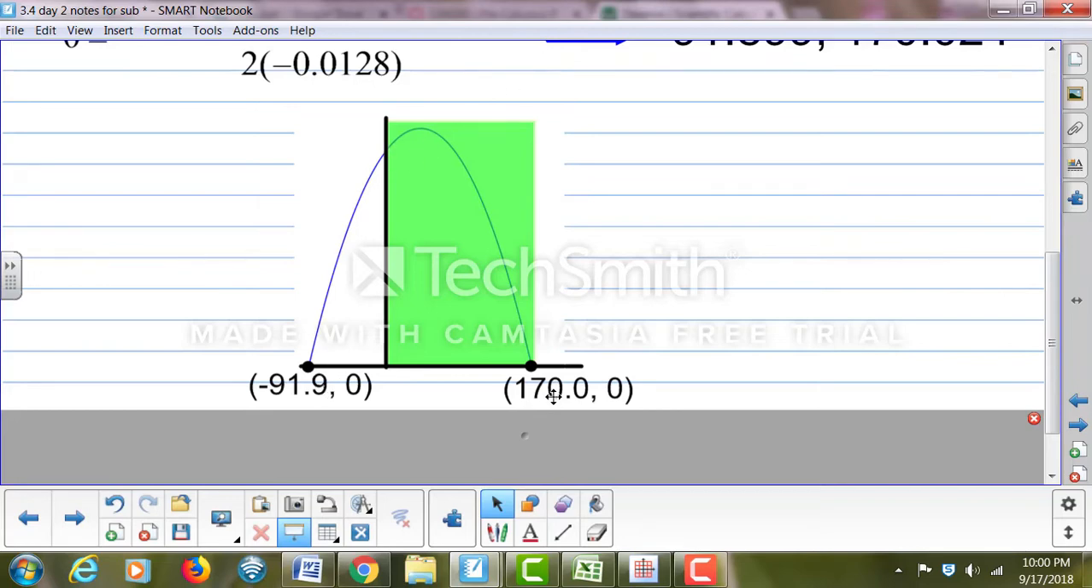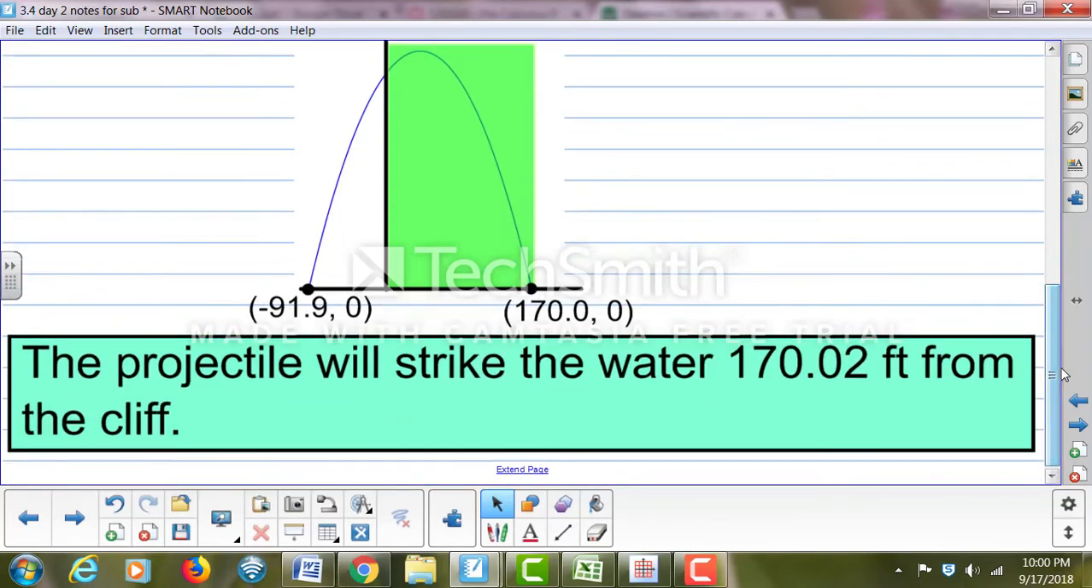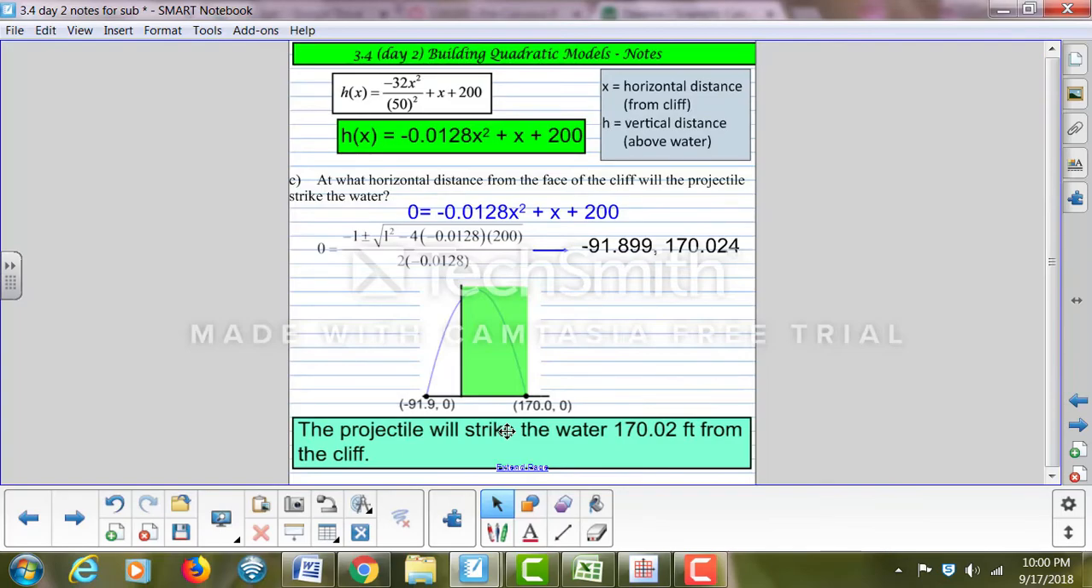So this is the graph of that quadratic. Right here at the y-intercept, which we're actually going to do later, is where the cliff started, where the projectile was shot off, and this is where it hits the water. So only this positive number makes sense. So the answer is the projectile will strike the water about 170.02 feet from the cliff. So again, we used the quadratic formula and we figured out that only the positive number worked.